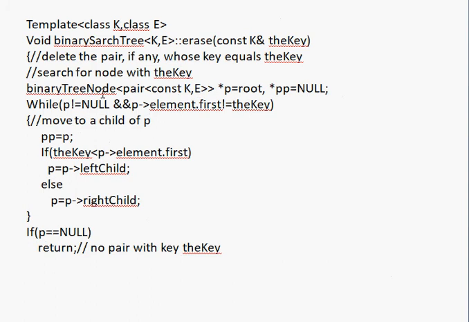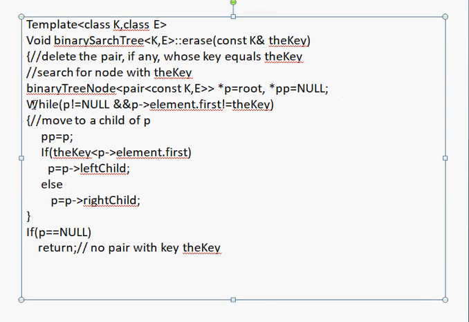So what is this binary tree node pointer? Using these pointers, we can traverse the nodes. It can point to the different nodes, and each node has a pair of elements, which is the key as well as the element value associated with the key. And p is pointing to root, and pp is null.